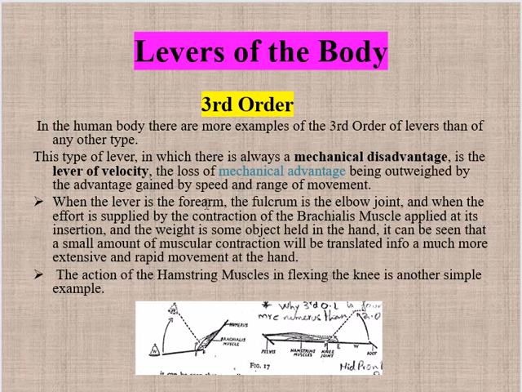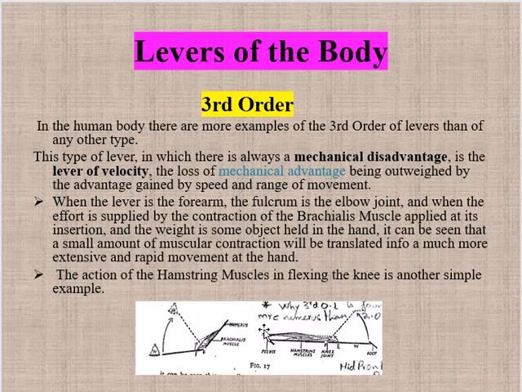Take this example: when the lever is the forearm, the fulcrum is the elbow joint, and the effort is supplied by the contraction of the brachialis muscle applied at its insertion, and the weight is some object held in the hand. It can be seen that a small amount of muscular contraction will be translated into a much more extensive and rapid movement at the hand. So we can say that this type of lever can be used to increase the range of motion, and that's why it is known as the lever of velocity.